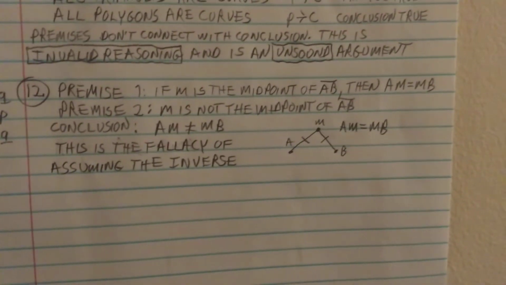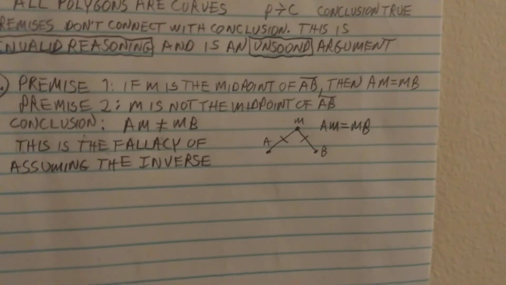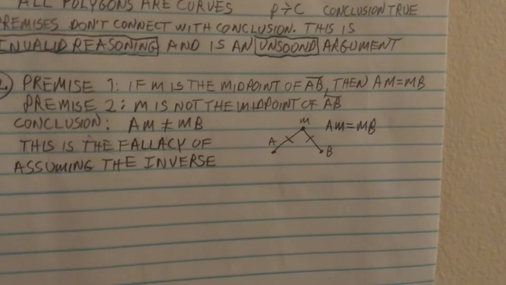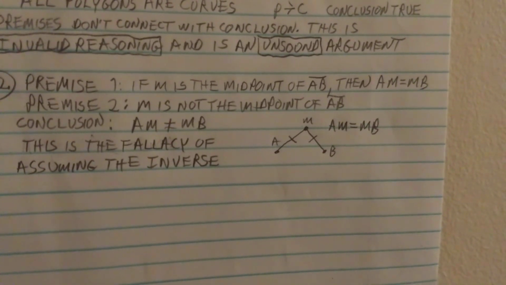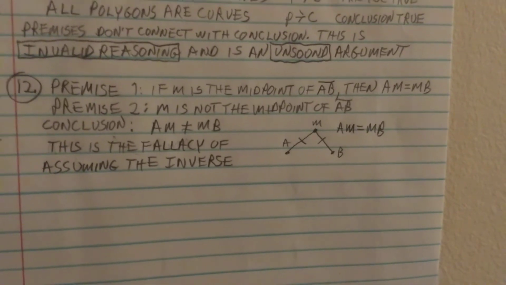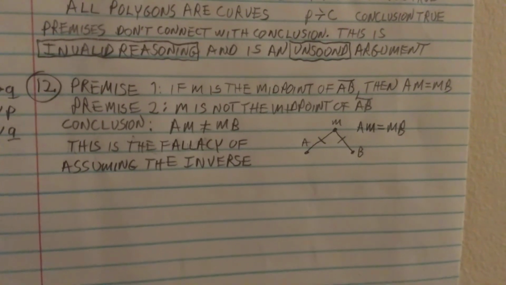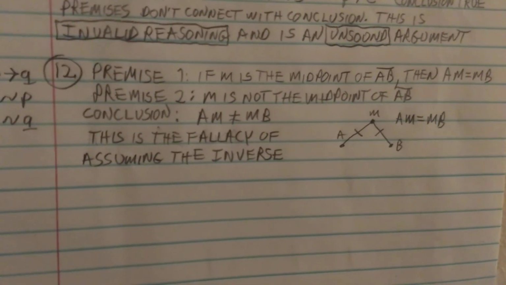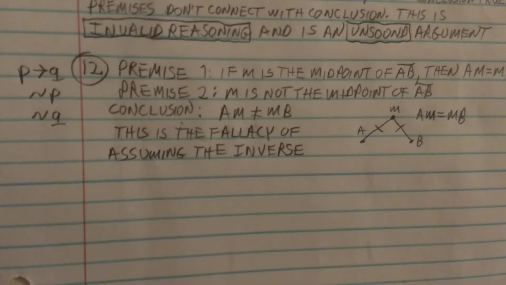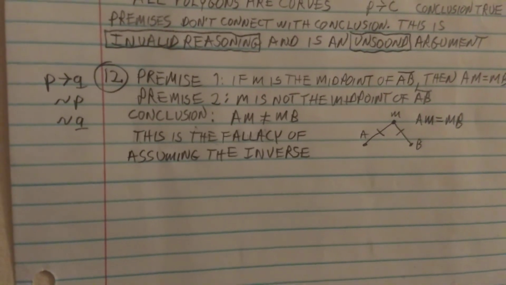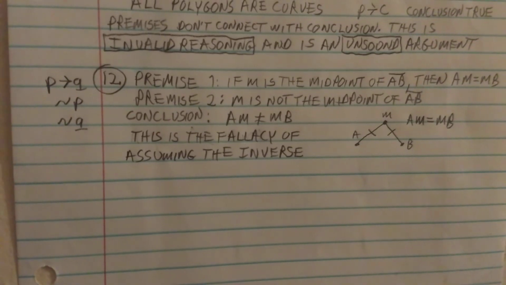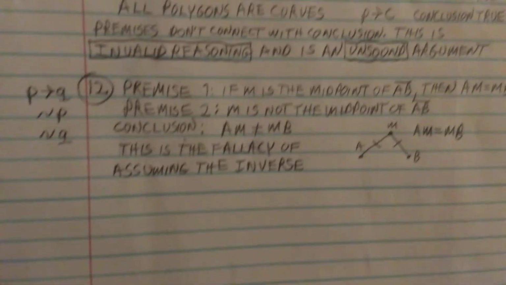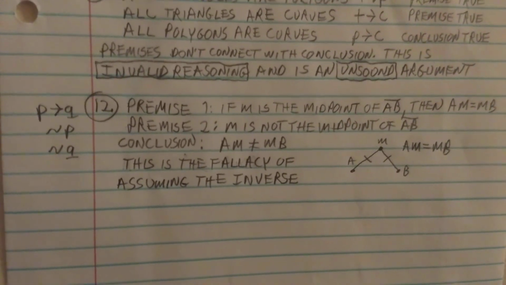And this is not true because as I show over here, if I angle AM and MB but still keep them equal, they can be equal but not on a line. So this is an example of the fallacy of the inverse, because just because you make an inverse, it's not necessarily true, as is shown here. And this concludes the review for the quiz.